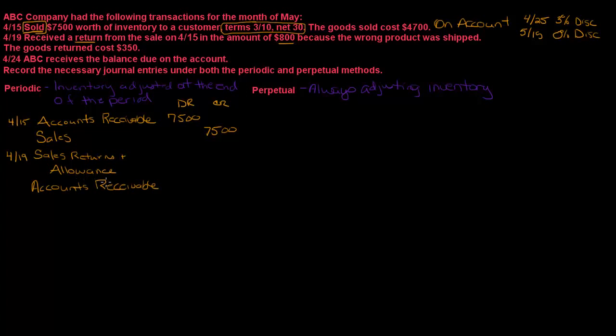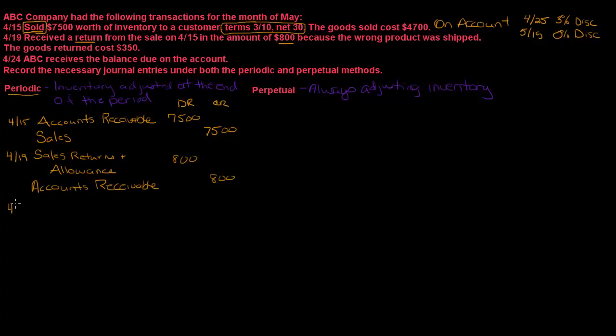All right, so now let's see debits and credits. Sales returns and allowances is a contra revenue account, which means it acts opposite to sales. If the normal balance in sales is a credit, then the normal balance in this contra account, sales returns and allowances, would be a debit. So I'm going to debit sales returns and allowances 800, and my accounts receivable is decreasing, right? The customer owes less money than they did before. So I'm going to credit accounts receivable for 800. And that's it. We don't have to do anything with inventory because we're doing the periodic method.